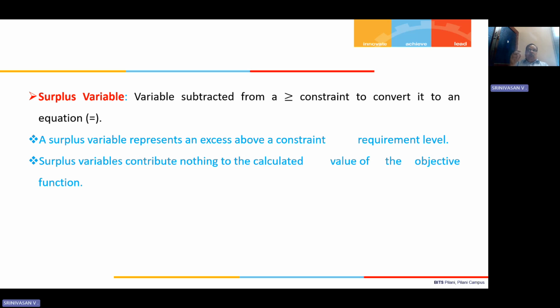Surplus variable, as I just mentioned, is a variable subtracted from a greater than or equal to constraint. So when there is something more, something excess, you need to subtract. You take it out. There is surplus. You have to make it balanced. You bring it to equality. So you remove something.